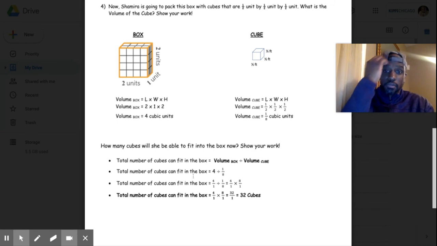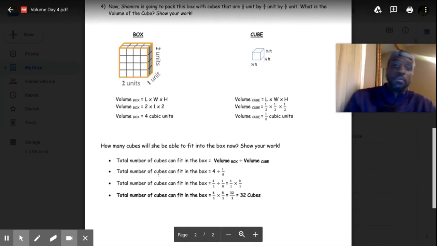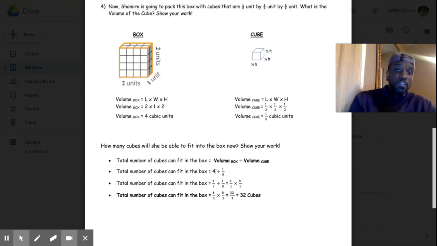So this is the division problem. The total number of cubes that can fit into the box is the volume of the box divided by the volume of cubes. The volume of the box is 4. The volume of cubes is 1/8, I'm sorry. So 4 divided by 1/8. So I got to make 4 into a fraction. That's 4 over 1. So now I have 4 over 1 divided by 1/8. I have to keep, change, flip now.